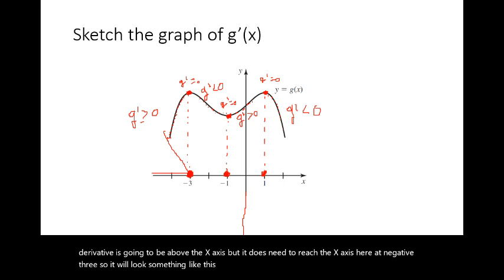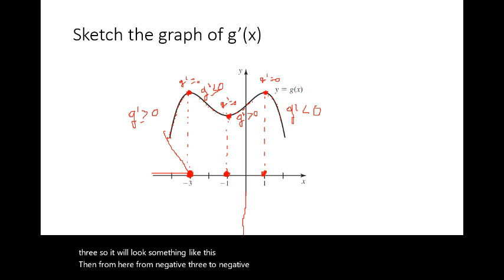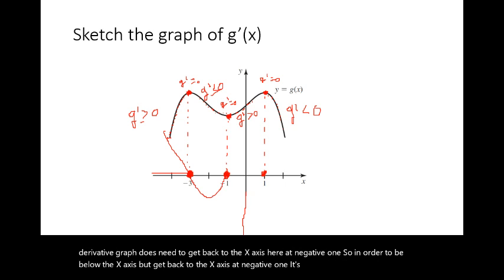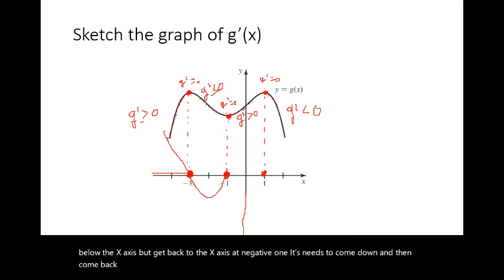Then from -3 to -1, the derivatives are negative, but the derivative graph does need to get back to the x-axis at -1. So in order to be below the x-axis but get back to the x-axis at -1, it needs to come down and then come back up. I have no idea how far down it goes. It doesn't matter. This is only an approximation anyway.